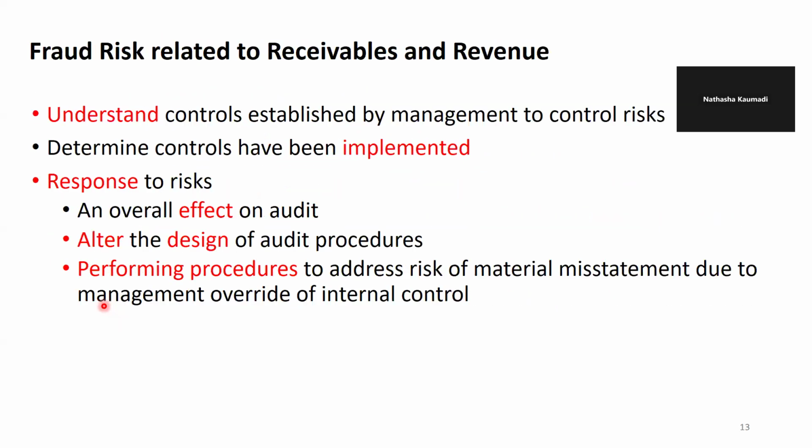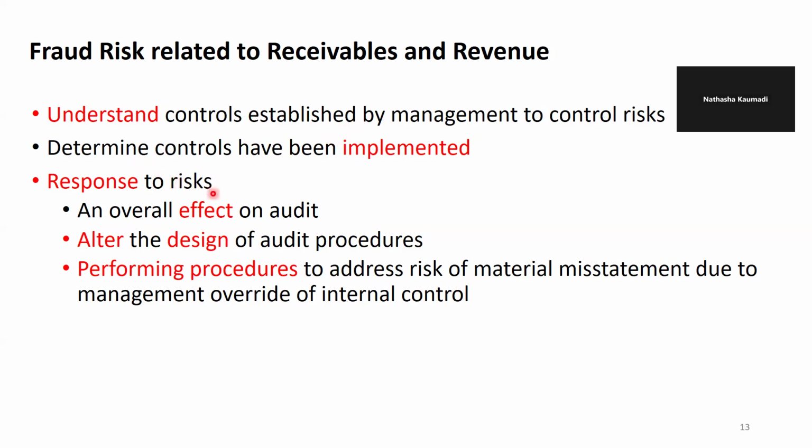And then fraud risk related to receivables and revenue. Understand controls established by management to control risks and determine whether controls have been implemented. That means you understand whether the client has designed good internal controls. That's one thing. And then you have to determine whether those designed controls have actually been implemented. Operational effectiveness. First one is design effectiveness, whether they have designed well. Second one, operational effectiveness, whether they are operating well. You need to have an understanding of both.